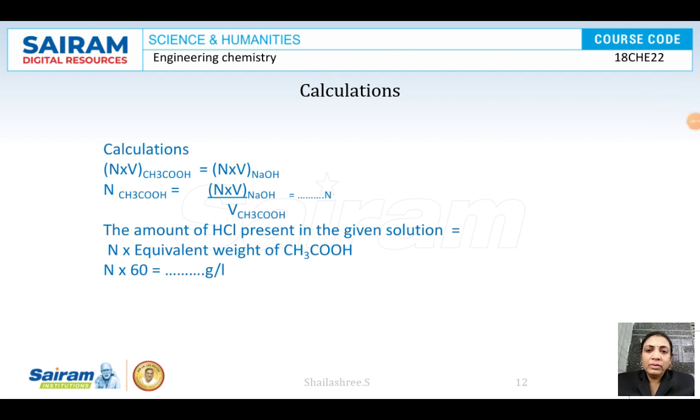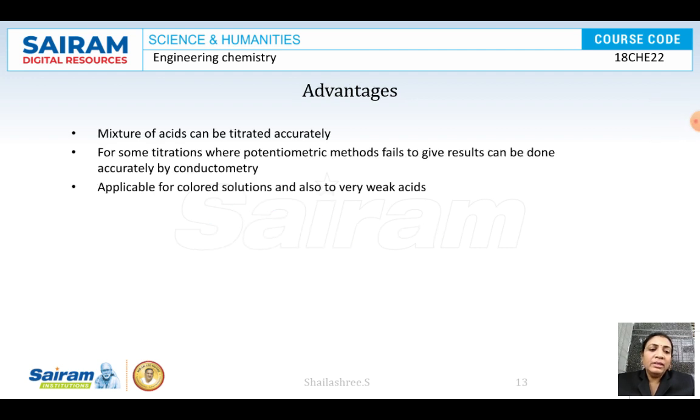Fine. So these conductometric experiments are having more applications. A mixture of acids can be titrated accurately, which is not possible by any other methods. And for some experiments where potentiometric methods fail to give the results, even that can be done accurately by using conductometric experiments. Even it is applicable for any colored solutions, turbid solutions, or solutions of any normality, which can be accurately estimated.